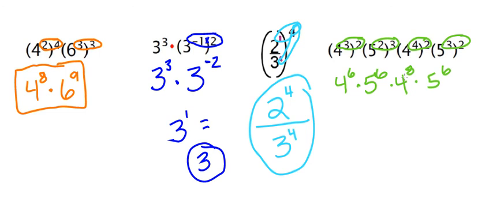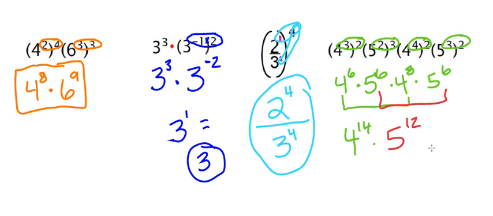I have 4 to the 6th and 4 to the 8th. So when I put these together here, this becomes 4 to the power of, well, 6 plus 8 is actually 14. So this is 4 to the power of 14. And then I know that I can combine my base 5s here. So I can multiply 5 to the 6th times 5 to the 6th. And when I add those exponents, I end up with 5 to the 6 plus 6, which is 12.